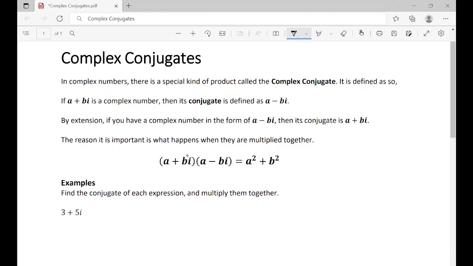So if you have two complex conjugates that are multiplying together, if you were to FOIL distribute this out, you would just get a squared plus b squared. So all you really have to do is just take a times a, and then bi times negative bi, and you don't have to worry about the middle parts of FOIL, the inner and the outer. Those will cancel out. You only have to do the first and the last.